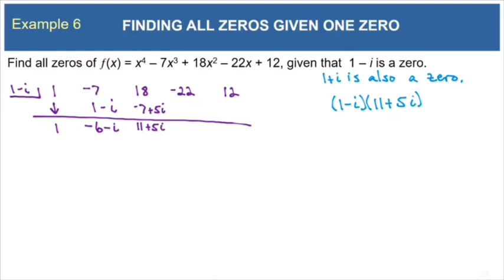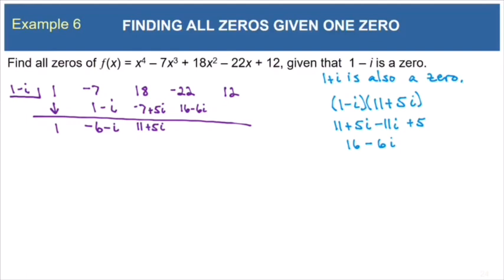So again, FOIL method. First times first is going to be 11. Outer times outer is going to be plus 5i. Inner times inner is going to be minus 11i. And last times last is going to be -5i squared. Now remember, i squared is equal to -1. So -5 times -1 is positive 5. Now let's combine like terms. 11 plus 5 is 16, and 5i minus 11i is -6i. That goes here. Now add.